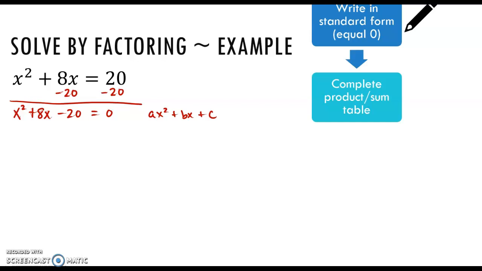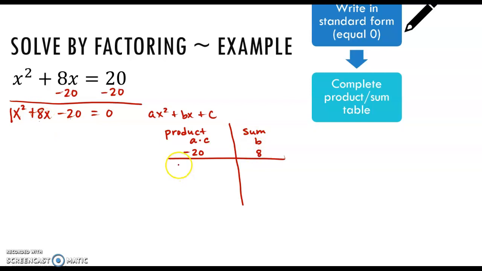Then I need to complete a product sum table for this quadratic. So this is a review from chapter 7, but I'm going to just review it for you. So the product sum table looks like this. The product has to be a times c. So for this quadratic, a is 1 and c is negative 20. So a times c would be negative 20. The sum has to be b. So b is 8 for this quadratic.